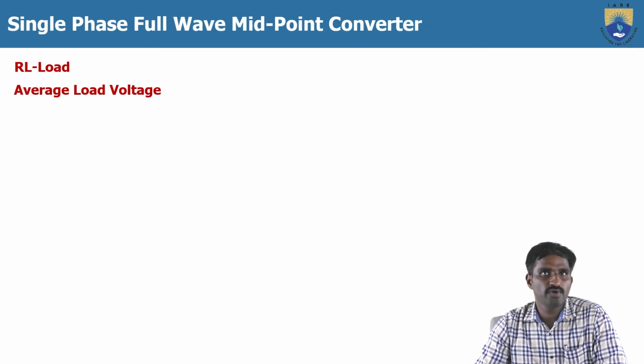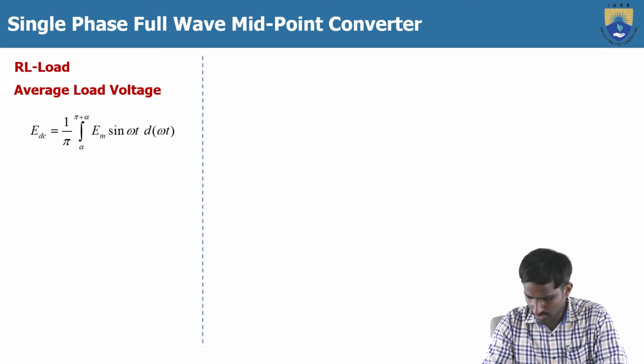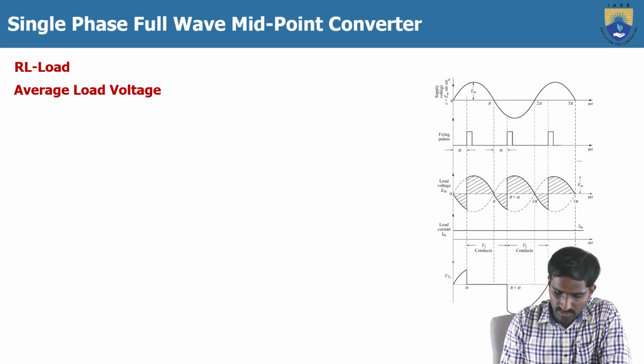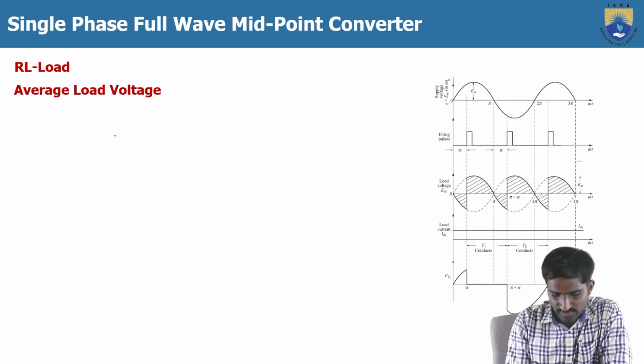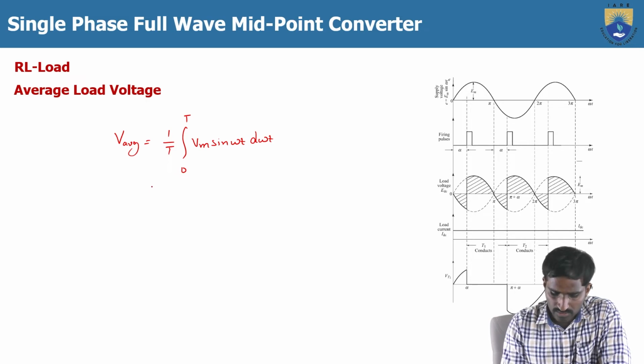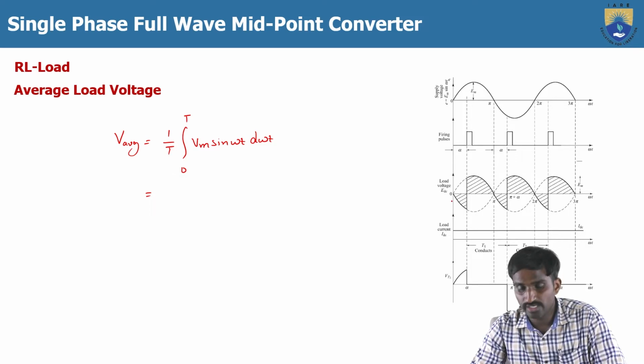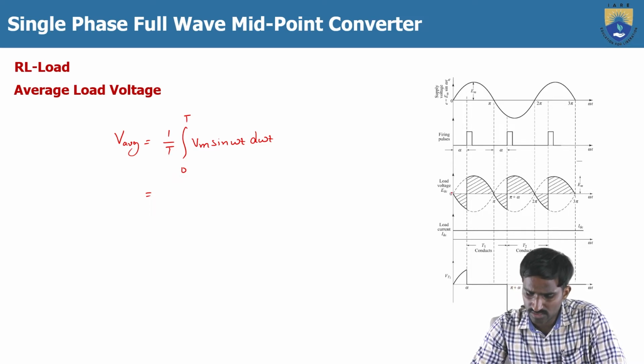Then in this case also we have to find the average load voltage and the average load current, in a similar way, based on the output waveform. Let me write the basic equation. V average is equal to 1 by T into the integral from 0 to T of Vm sine omega t d omega t. Here T is the time period, so again we have to identify the time period. Let me consider 0 to pi.